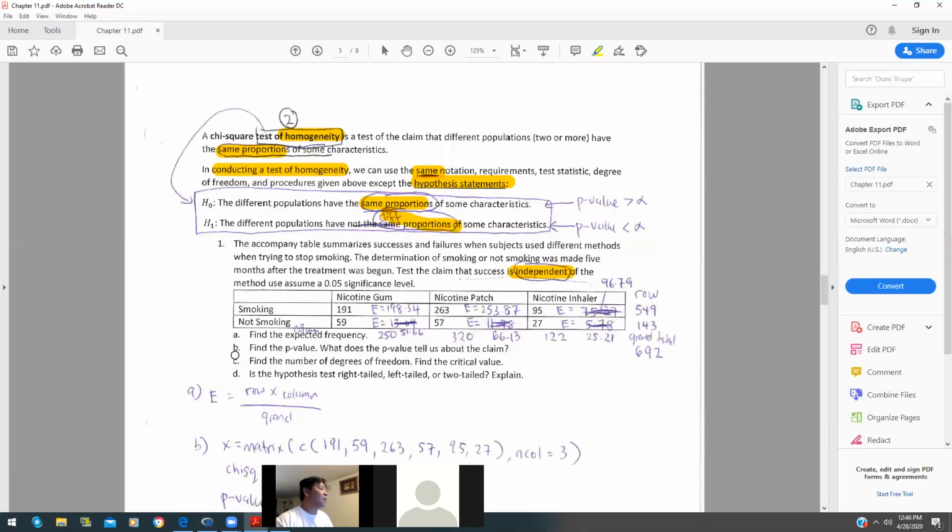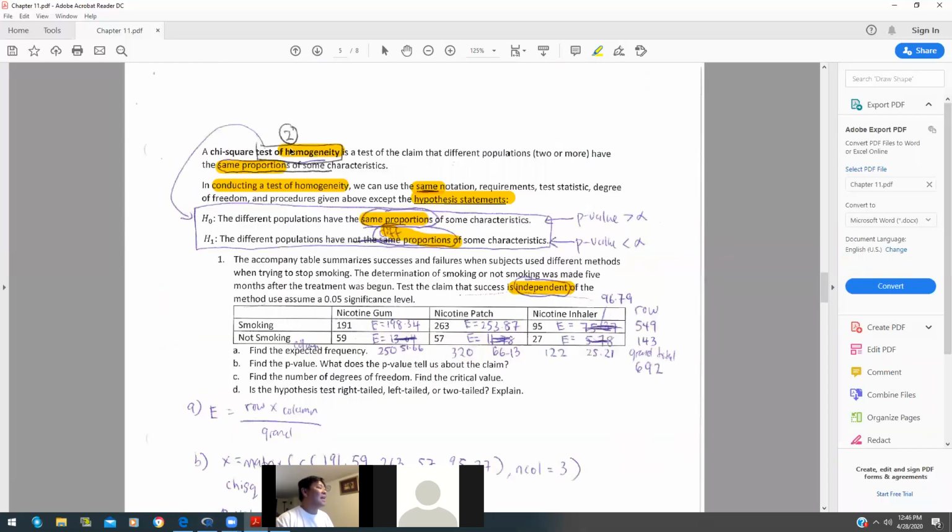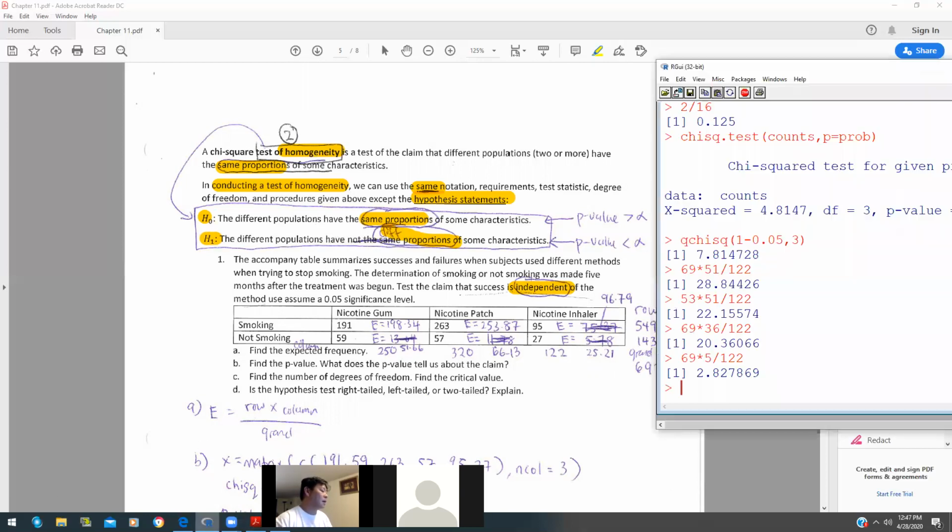And then when you do the test for homogeneity, it's exactly the same test. The only thing here is your null and your alternative hypotheses are different. One says they have the same proportion. One says they have different proportions, or sometimes we say not the same proportion. So no matter which one you use, same proportion, different proportion or not the same proportion, they are the same. Okay, so it doesn't matter here.